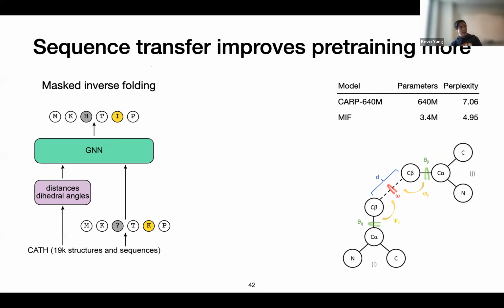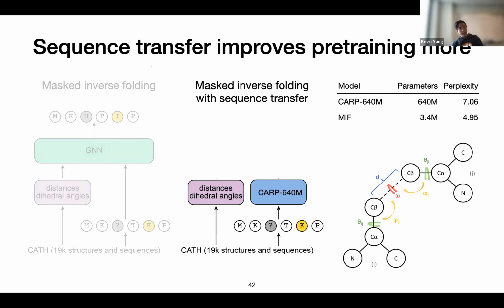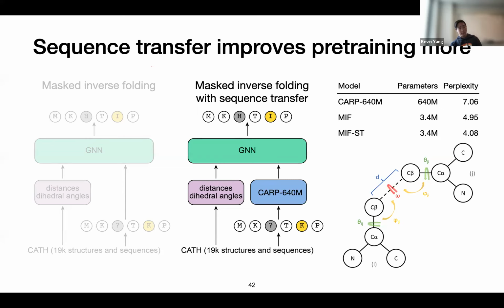But there are these 42 million sequences that are being left out. Can we somehow incorporate them to make this even better? So we call this masked inverse folding with sequence transfer. We only train on CATH again, but we use the pre-trained CARP 640 million parameter model to embed the masked sequence and then output its outputs to the GNN. We freeze the CARP component for computational convenience. So with only 3.4 million trainable parameters, you can drop that perplexity down to 4.08.